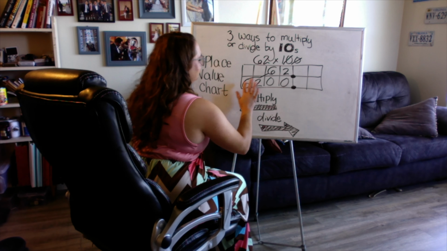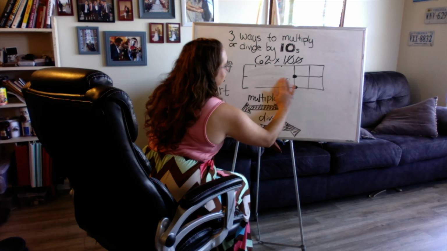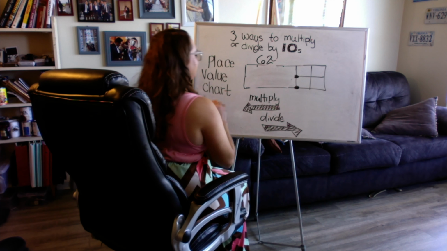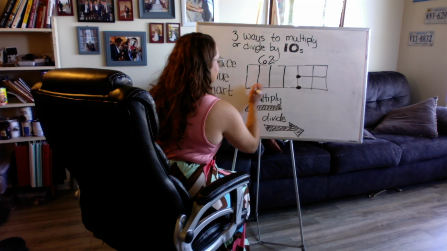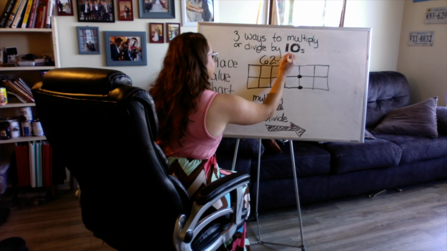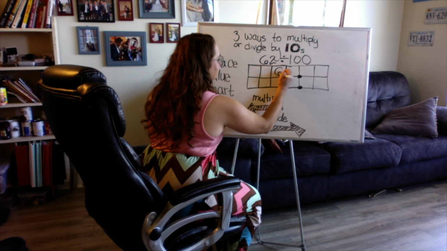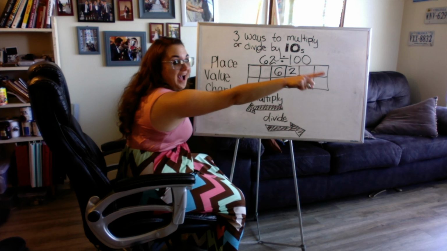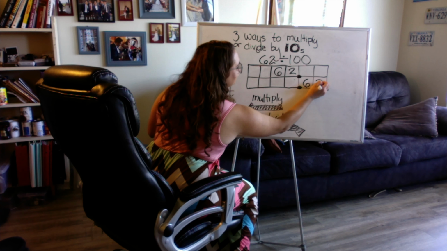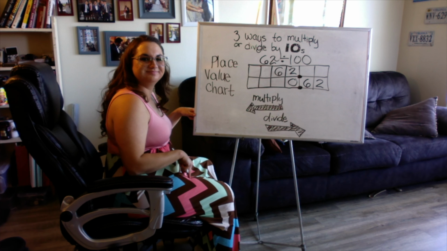Now let's take a look at this if we were to do this the opposite way. So instead of multiplying, we're going to divide 62 by 100. I'm going to plug my 62 into my place value chart next to that imaginary decimal. I'm dividing, so I'm moving to the right. I move over 2 spaces again because I'm dividing by 100, so my answer is 62 hundredths.